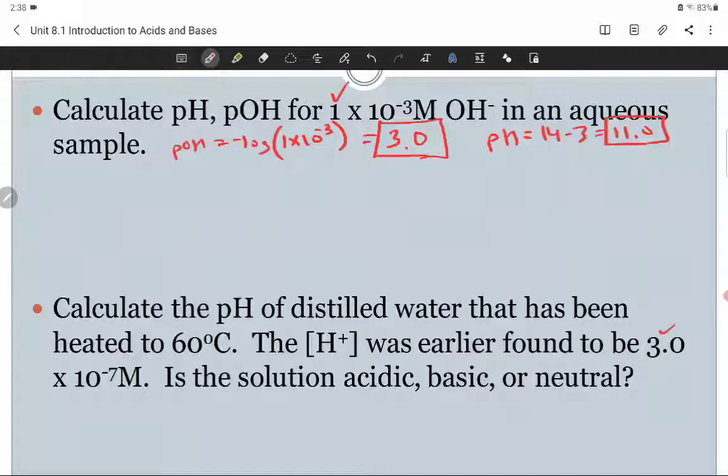Previously, I think I had left it as 1 times 10 to the negative 6.5. And we've already mentioned that it has to be neutral because the distilled water is going to have the same amount of H positive and OH minus. 3 times 10 to the negative 7th.